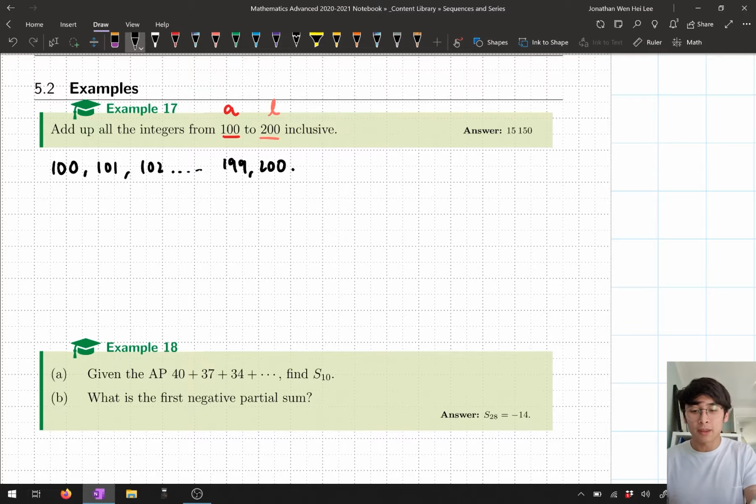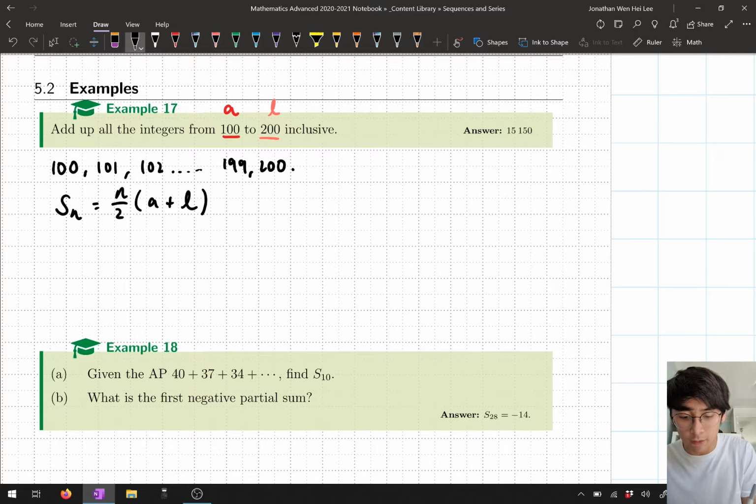So immediately I'm thinking, okay, hang on, I need to use this Sn is equal to n over 2 (A plus L) formula. And I can sub in 100 and 200 themselves. What we're missing is how many terms are in this sequence. Now, what we need to do is just count up how many numbers there are between 100 and 200. Now, you might be thinking, oh, hang on, 100 and 200, that's easy. I just do 200 minus 100 and I get 100 terms. And that is not quite the case.